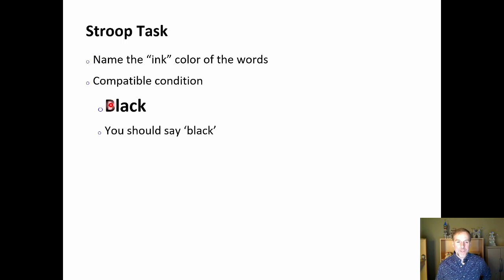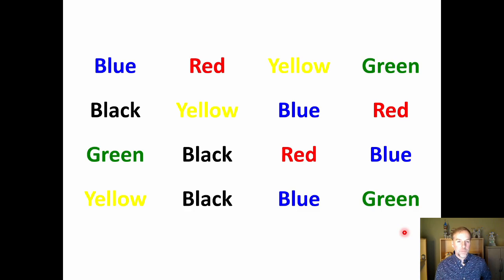So let's try this task together. On screen, I think we're going to have 16 colors, and I want you to say the ink color. This will be easy because the ink color and the letters of the word have the same meaning. Okay, here we go. I'll try it aloud as well. Blue, red, yellow, green, black, yellow, blue, red, green, black, red, blue, yellow, black, blue, green. It's easy, right? Short reaction times.